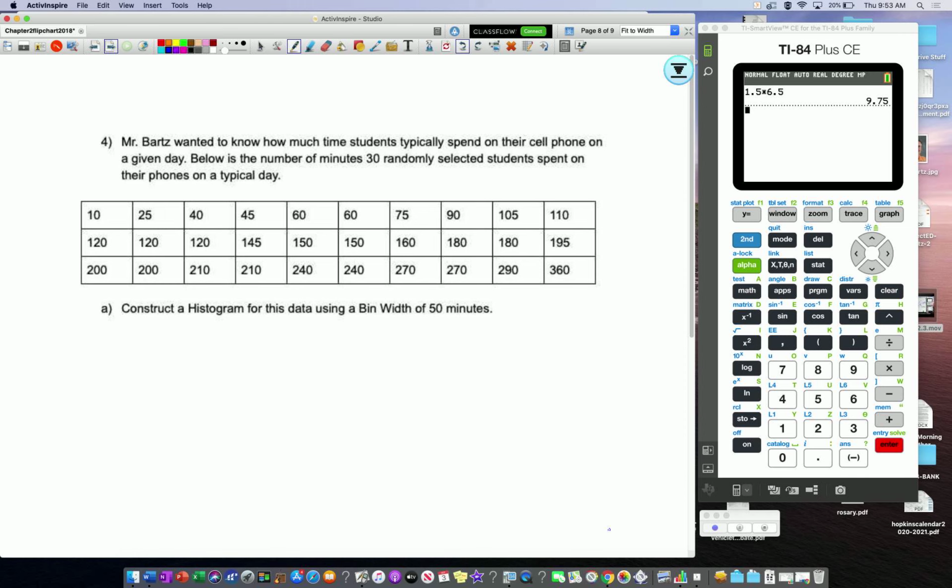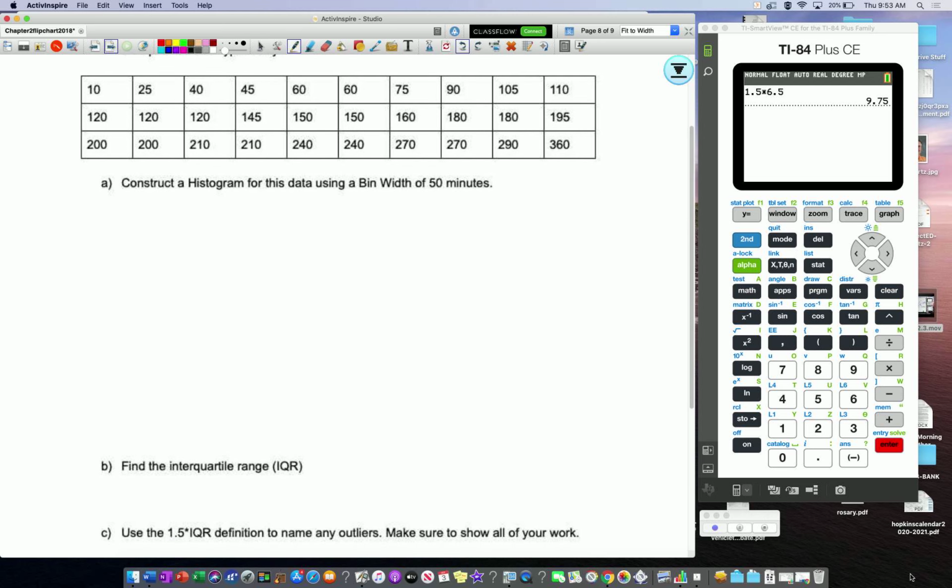Crazy. All right, so now in A here it says, construct a histogram for this data using a bin width of 50 minutes. This is important. So if you see these directions on the test, you gotta follow it this way. That way we all get the same histogram. Okay, so here's going to be my frequency.